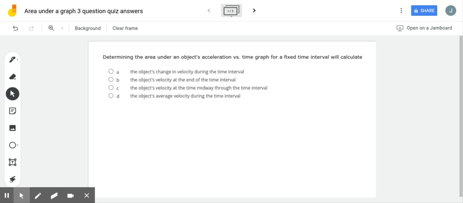Here are the answers to the area under a graph 3-question quiz. Your quiz could have gone out of order, so don't worry about question 1, 2, and 3. Just you got these questions at some point.